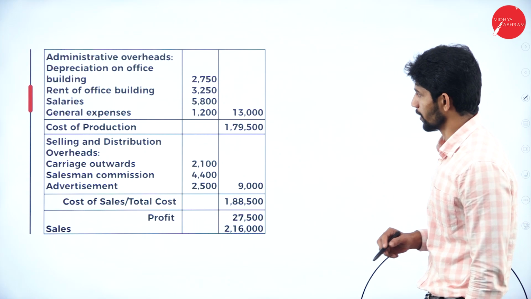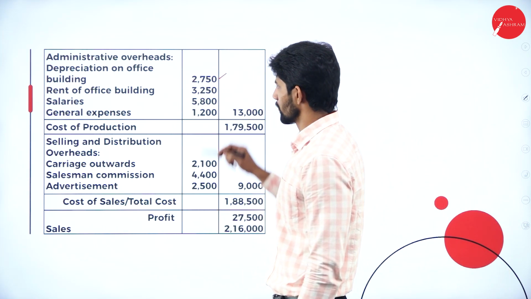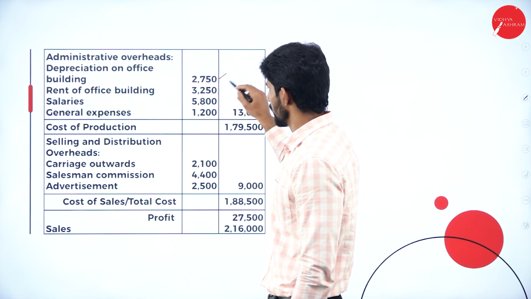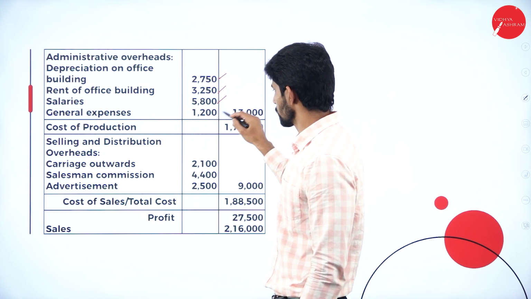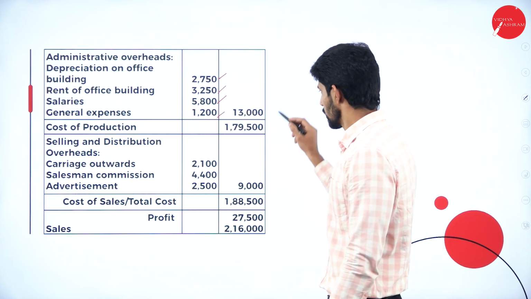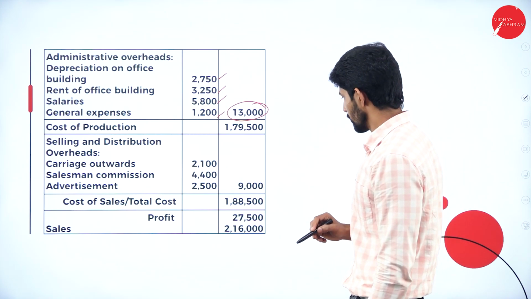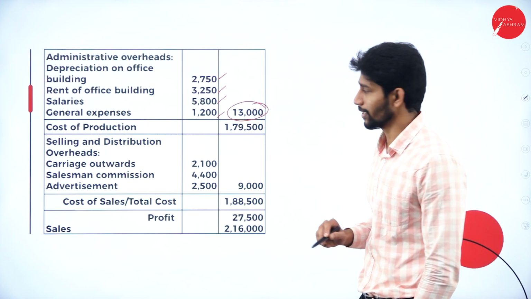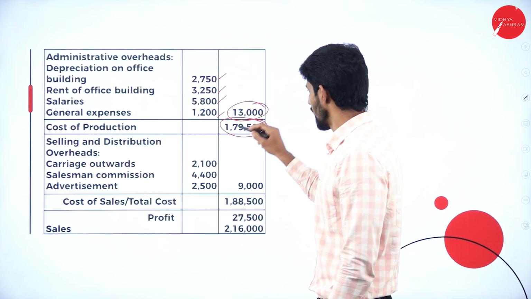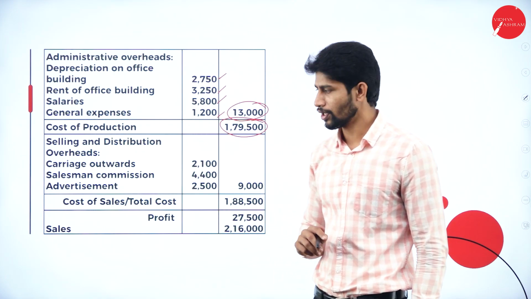So write down those points. Depreciation on office building 2,750, rent of office building 3,250, salaries 5,800, general expenses 1,200. So 13,000. Add 13,000 with works cost of rupees 1,66,500. So you will get 1,79,500. This value is called cost of production.